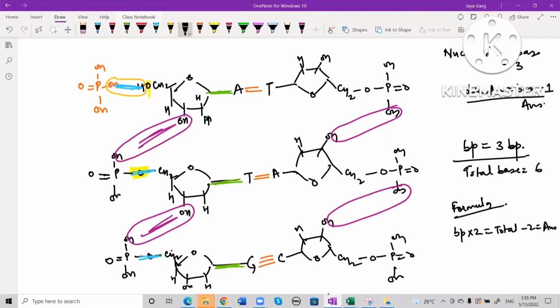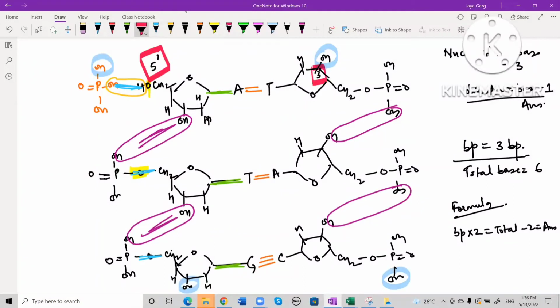Now if you see this, beta, see carefully, this OH is not used. And here this OH is not used. Same, this OH is not used, this OH is not used. If you see, this OH is present at which carbon? It was of the 5th carbon. So we call this the 5' end. If you see this OH, it is present on which carbon? You are saying it is on the 3rd carbon. So you are saying it is the 3' end.